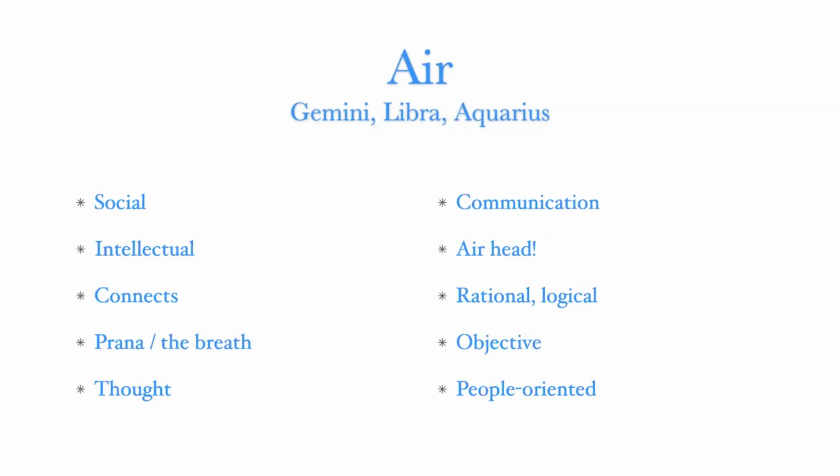The other aspect of air is social. So it's about interrelationships between people. So air people, and especially Libras, although it can also go for all air signs, can be particularly people-oriented and particularly suited to realms that are about relationships between people, interactions between people. So social and intellectual. And the realm of air in and of itself is very rational and logical and objective.